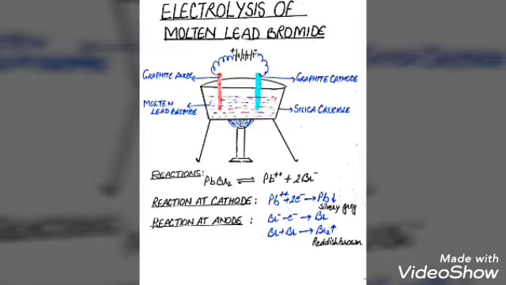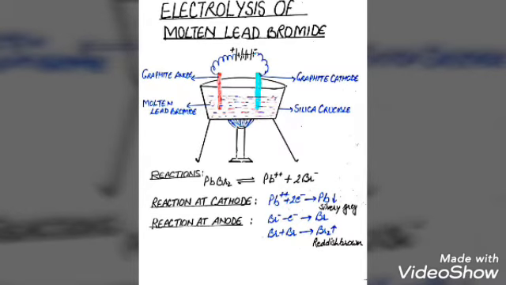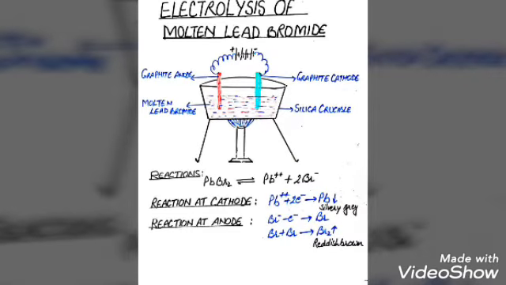Electrolysis of molten lead bromide. Here, lead bromide in its molten state acts as an electrolyte. The two electrodes used are graphite rods. These graphite rods are connected to the source of current.